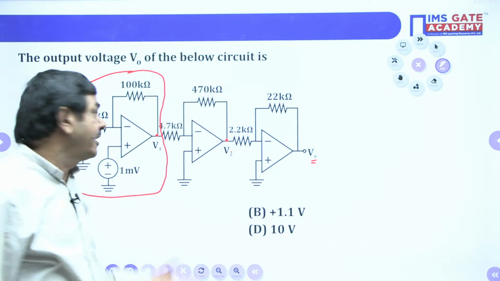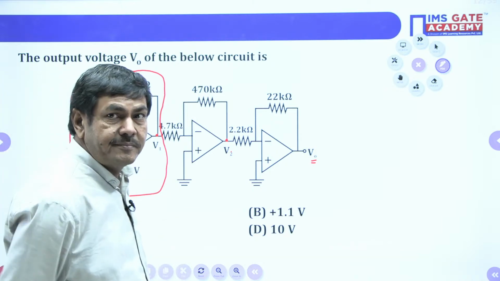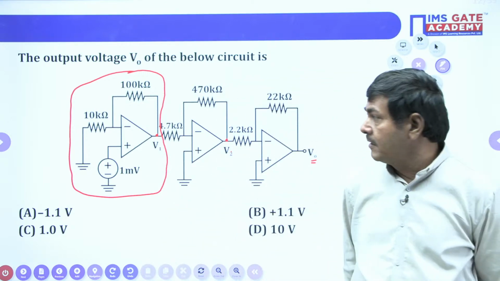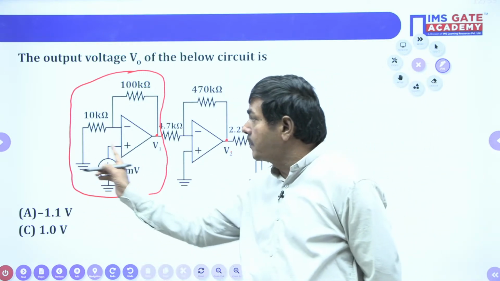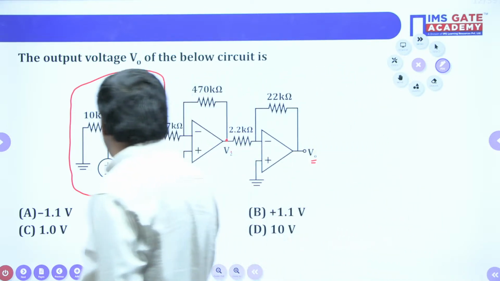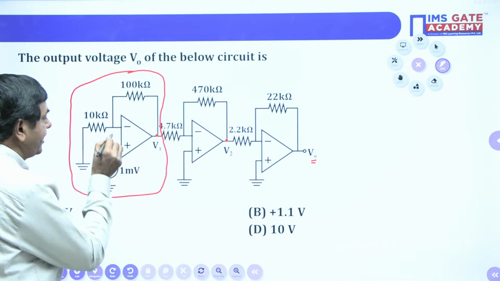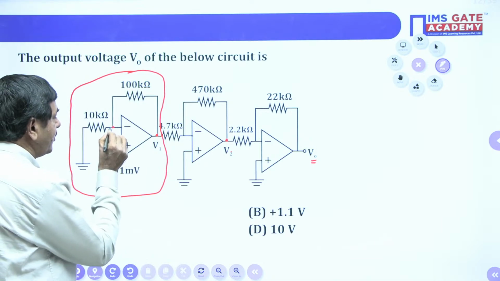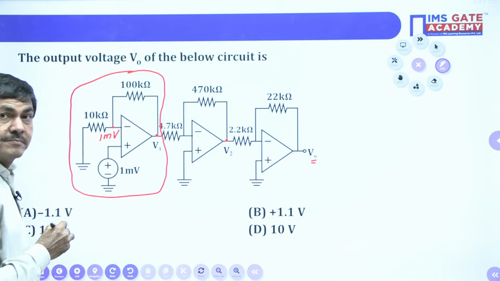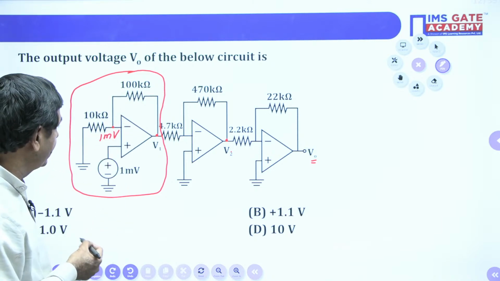Anybody can say what is the name of the network given here? It is a non-inverting operational amplifier. In the non-inverting operational amplifier, V plus is nothing but 1 millivolt. Even this voltage is also the same, 1 millivolt, no doubt. Both voltages are the same now.